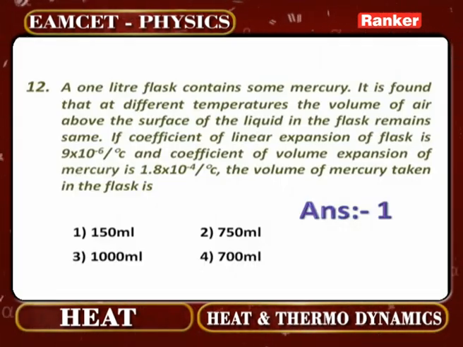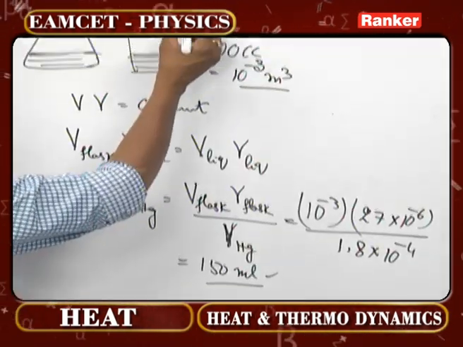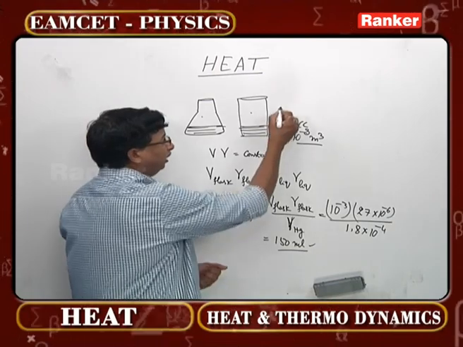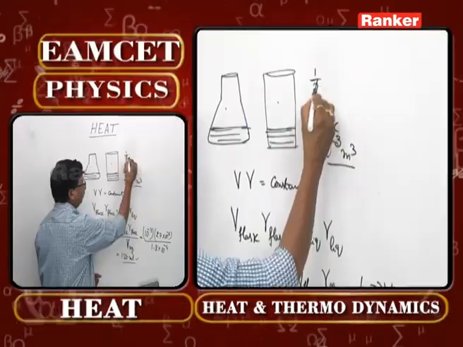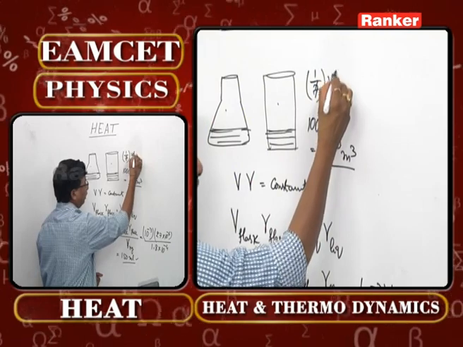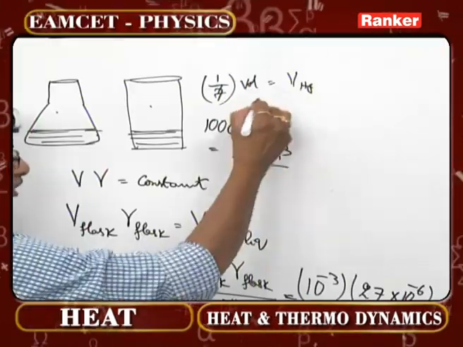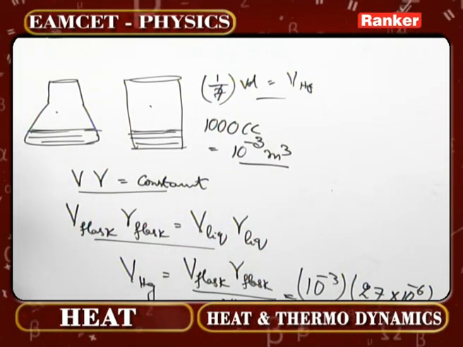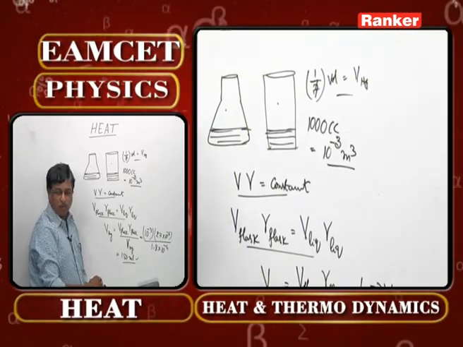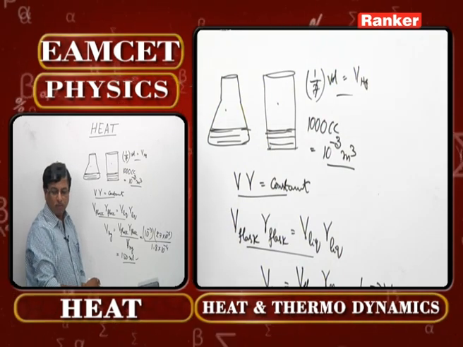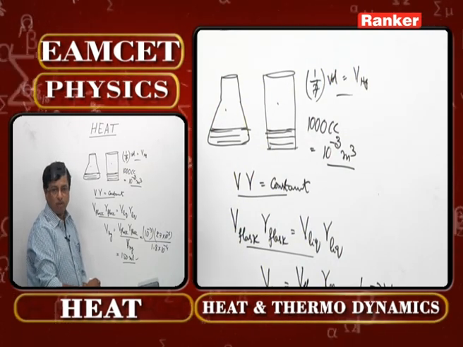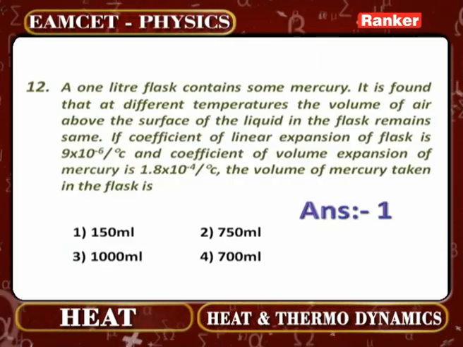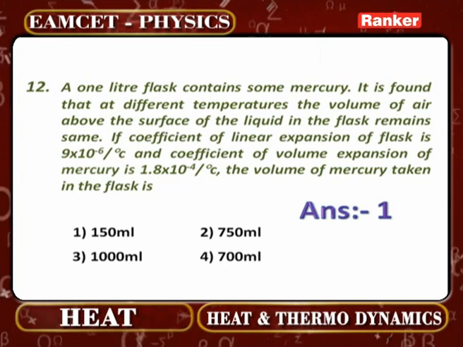But one more thing you should understand in this case. If the vessel is made of glass and mercury is taken in it, nearly 1/7 times the volume of the vessel is the volume of mercury, and you will find the same effect there. Gamma 1 V1 is equal to gamma 2 V2. That is going to be valid for a mercury and glass combination. So the correct option for this 12th question is going to be the first option.